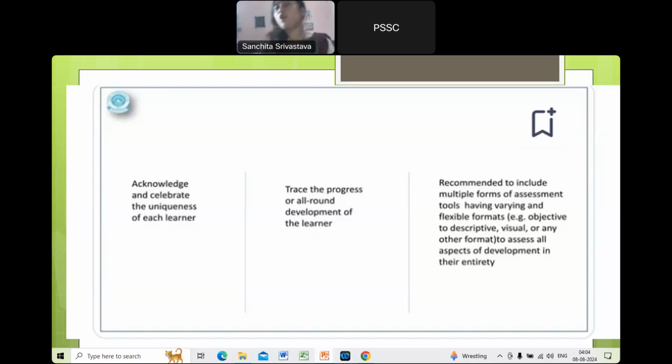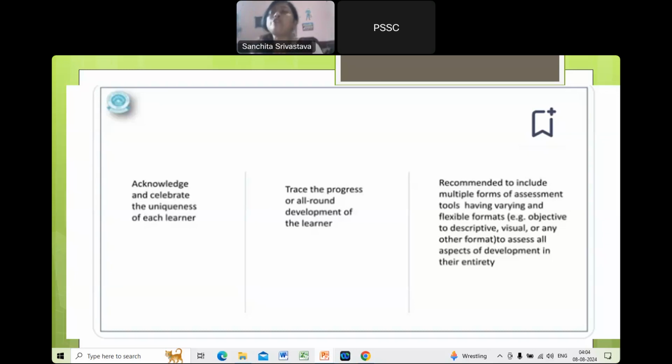That means when you depict or narrate a particular story in the form of role play, you understand better, you enjoy it better. So that joyful learning has also to be kept in mind. So that is how the multiple forms of assessment tools work, because these are tools of assessment having varying and flexible format. How do you do that?